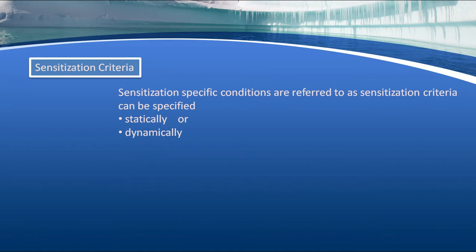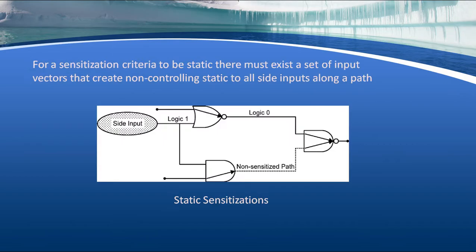Sensitization specific conditions are referred to as sensitization criteria, and they can be static or dynamic. We will go for the static way numerically, and then we will provide them dynamically also. For a sensitizing criteria to be static, there must be a set of input vectors that create non-controlling static values to all side inputs along a path.